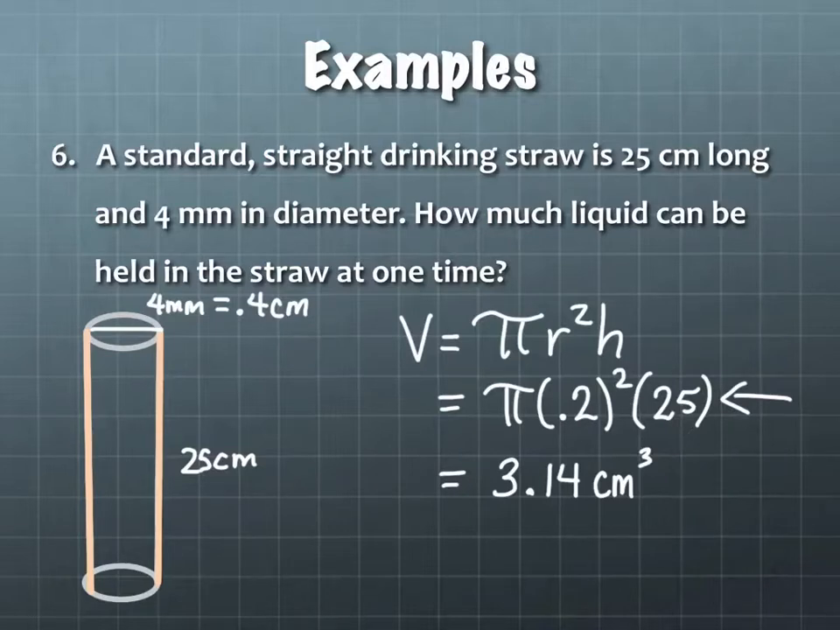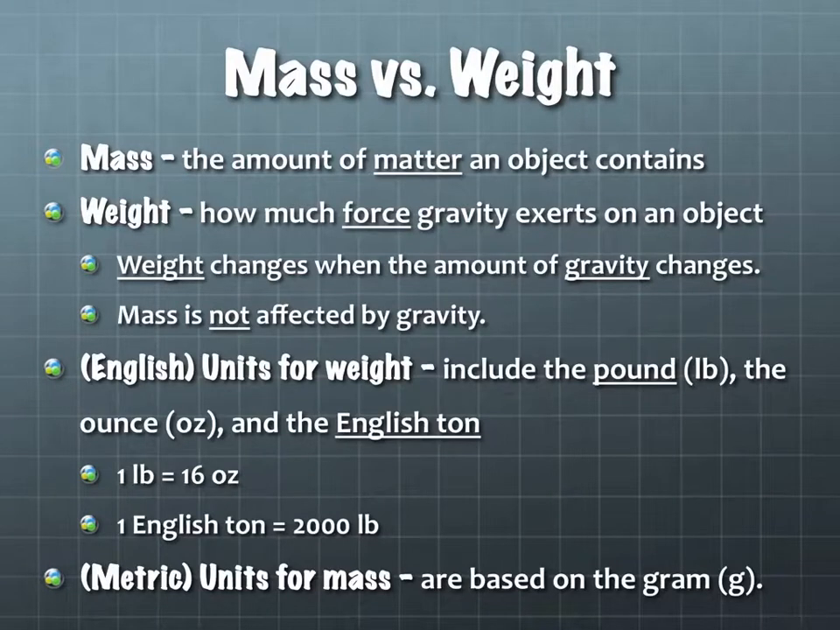Alrighty. So we're going to have a little discussion about mass versus weight. Mass is actually the amount of matter in an object, and weight is how much force gravity exerts on an object. So weight changes when the amount of gravity changes, but mass is not affected by gravity. So if you've ever been somewhere that they have a scale where you can ask it, how much do I weigh on the moon? You guys experienced that before. The Science Museum has one, but there's other places that do too. That's what this is getting at.